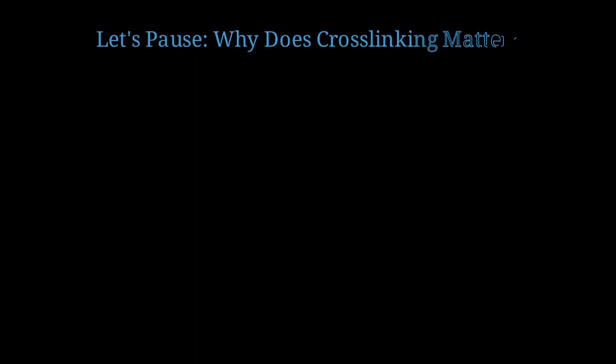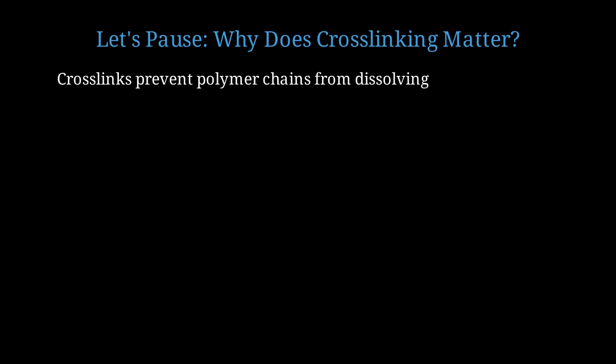Let's pause here and address an important question. Why is cross-linking so critical to hydrogel properties? This is fundamental to understanding how we design these materials. Without crosslinks, polymer chains would simply dissolve in water and disperse. The crosslinks create permanent or semi-permanent connections between chains, forming an insoluble three-dimensional network.